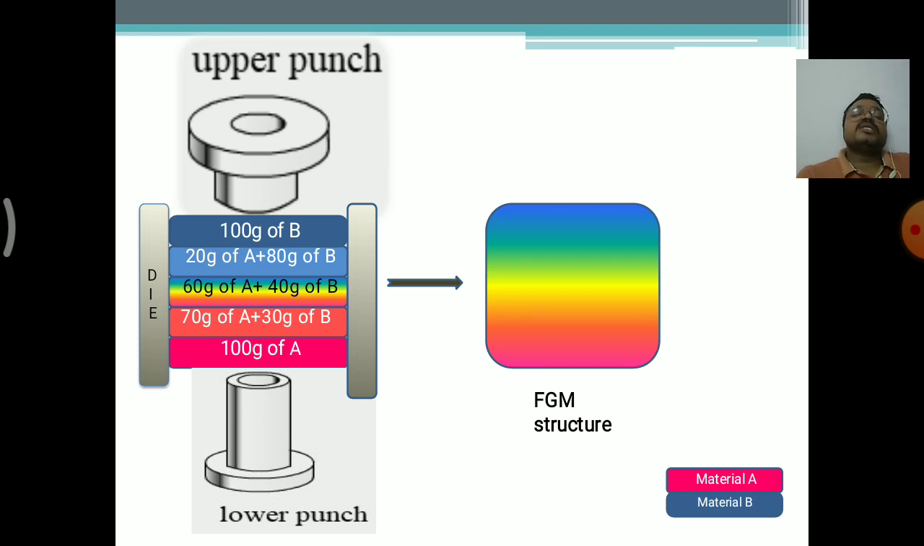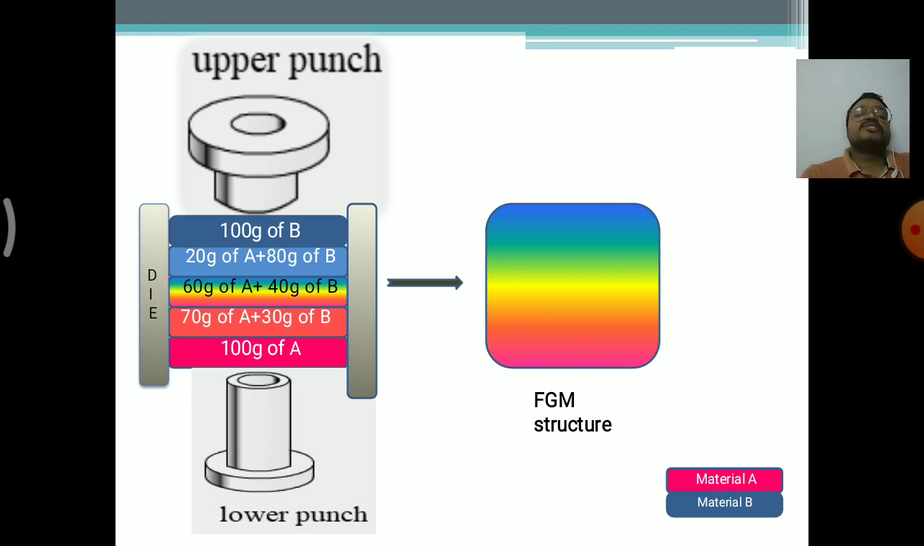Next one is the transition stage. In the transition stage, A material is slightly higher than B material, that is 60 grams of A material is added with 40 grams of B material. Next one is the fourth stage, 70 grams of A material added with 30 grams of B material.